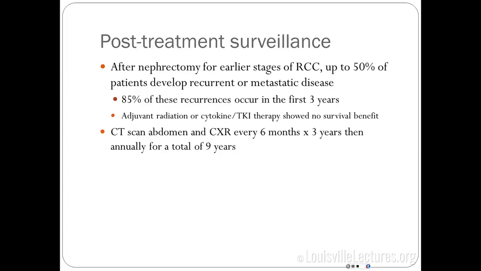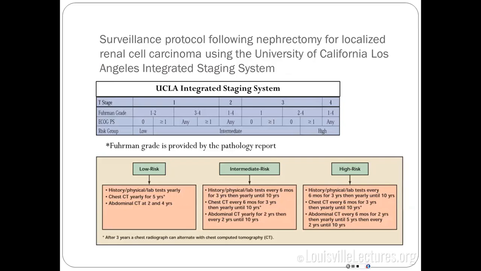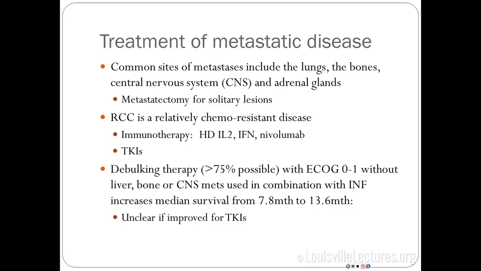And post-treatment surveillance, moving through it quickly, really depends on what you found at your nephrectomy, whether or not you found differentiation and things like that. But you generally do a CT scan of the abdomen and a chest x-ray every 6 months for 3 years, and then annually for a total of 9 years. Renal cell carcinoma is one of those that can come back, that can recur even after 9 years, but really there's a long period of time from which it can recur. We use the UCLA integrated staging system for surveillance.